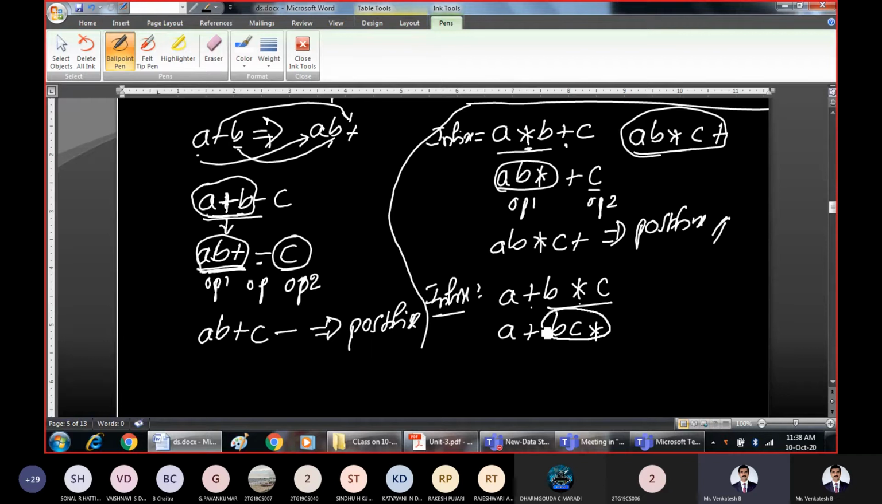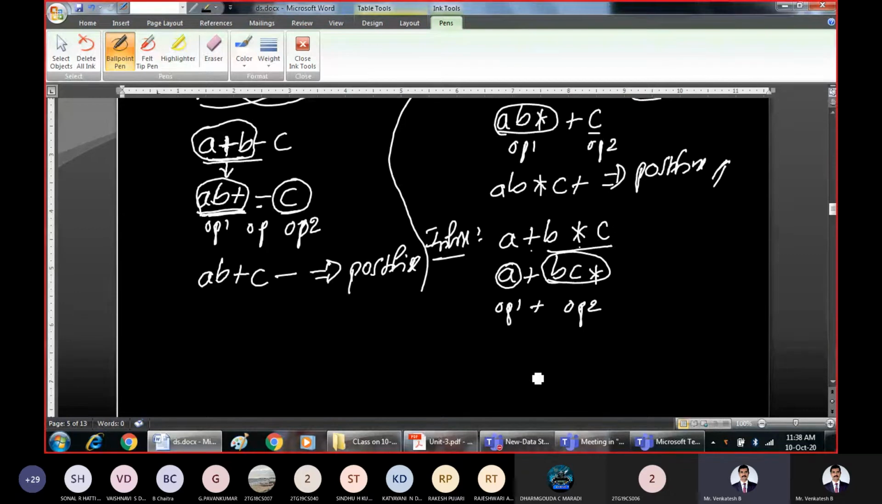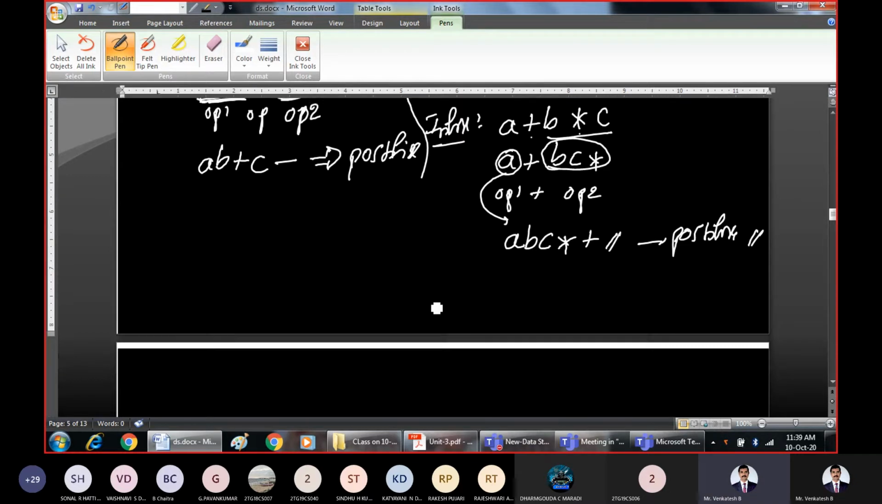Now this entire thing will become one operand and this will become another operand. This will become operand 1 plus operand 2. How do you convert it to postfix? What is the simple form? Write the first operand as it is. What is the first operand? A. So write it as A. What is the second operand? BC star. Write BC star. Then what is the operator? Plus. Write it here. So this is in its postfix form. This is the conversion of an expression from infix to postfix.